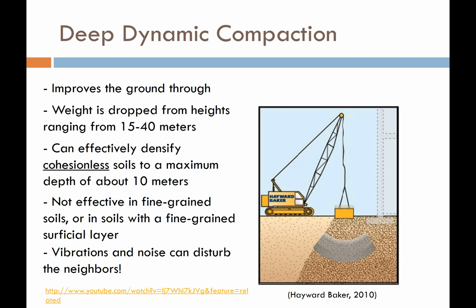Deep dynamic compaction. This is a really interesting and really fun to watch technique, and the idea is you get a crane out to the site, and the crane is really tall. It can be, I don't know, probably 100 feet plus in height. And then it's got a big weight. This is usually a 25 to 35 ton weight that it picks up to a height of anywhere between 80 to 100 feet. And then they're just going to drop it and let it free fall and bang into the ground.